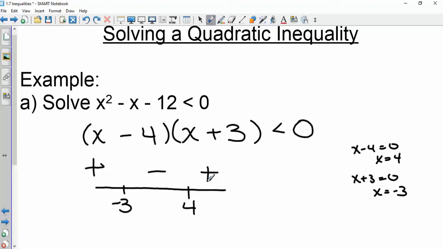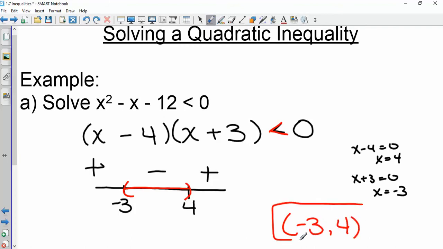Did we want positives or negatives? I said less than 0. Less than is negative. Not equal to, so we're talking parentheses. So the portion of my graph that worked was this negative part. And again, that's because I wanted less than. So we are just looking between here. So my answer is -3 to 4. I can pick any number between -3 and 4, and it makes the original inequality true.